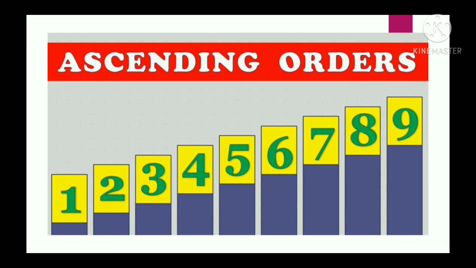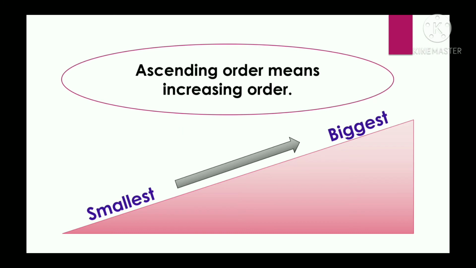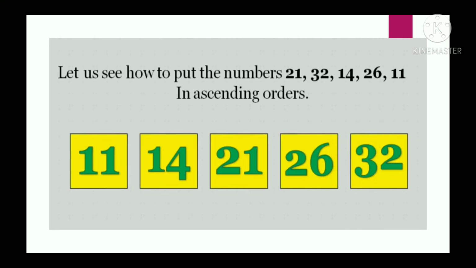Okay. Now the next topic is ascending order. So students, ascending order means increasing order, in which we go from the smallest number to the biggest number. So let's see how to put the numbers 21, 32, 14, 26, 11 in ascending order. In ascending order, first we have to write the smallest number. You can see from the given numbers which one is the smallest? 11. So we'll write it first.